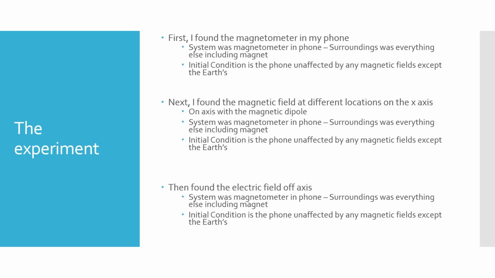Finally, I found the magnetic field off-axis where the net field was 100 microteslas. This allowed me to study the relationship between the computational model and the data I measured. The system, surroundings, and initial condition of this experiment were the same as the first 2 as well.